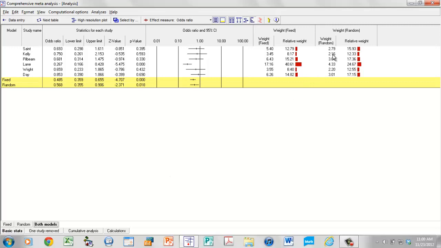If you look at the raw weights, you can see that under the random effects model, the raw weights are always smaller. The raw weight for the first study goes from 5 under fixed effect to about 3. Under random effects, this goes from 3 to 2. This goes from 17 to 3. Under the fixed effect model, we have more information in the sense that we have a more precise estimate because there's only one source of error. The only source of error we're dealing with is a within-study error.